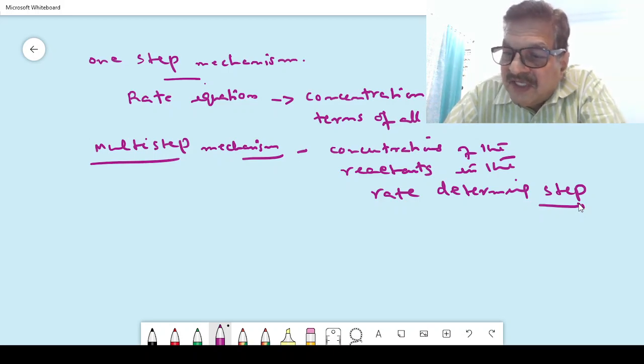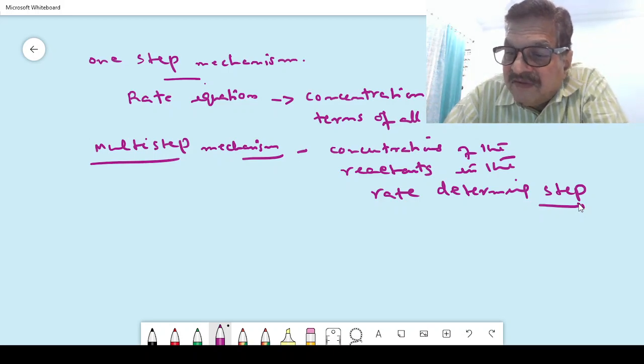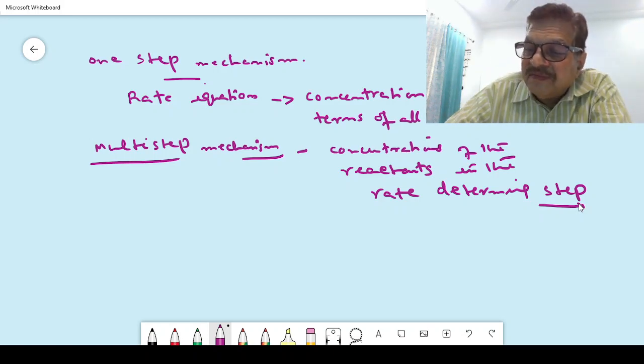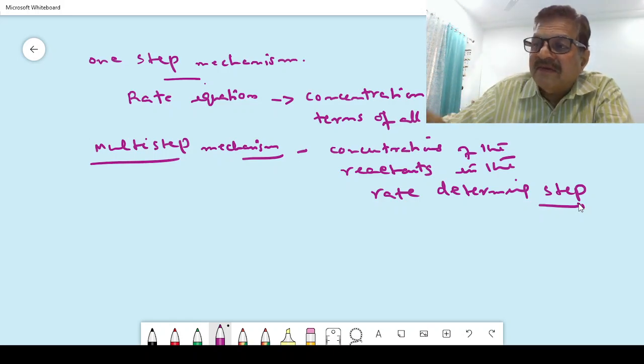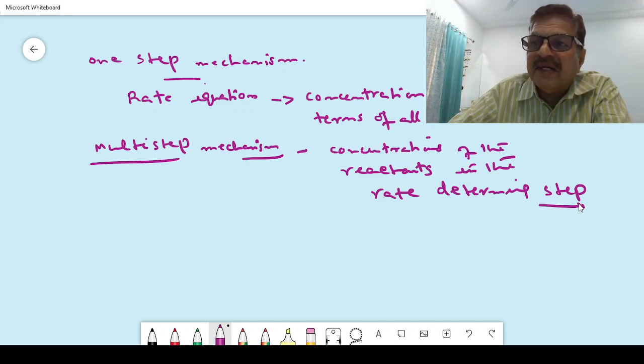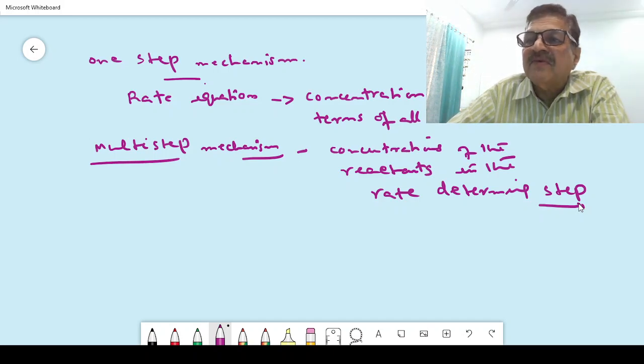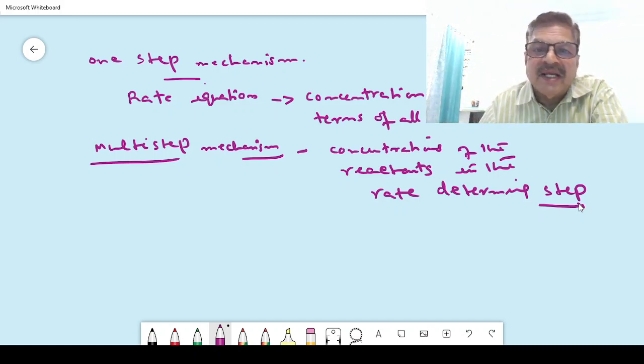Okay, so the reaction is faster if the activation energy is lowered. Decreasing EA increases K. We know that the inverse relationship exists here. So I will just briefly tell you a mechanism. Example.